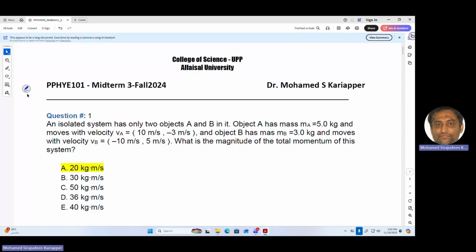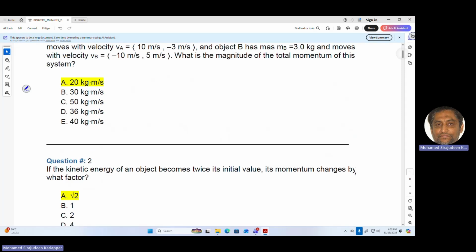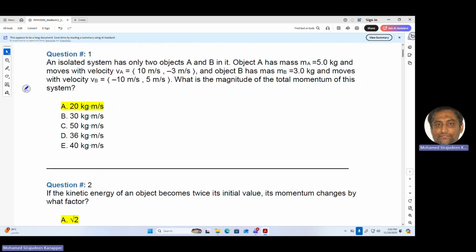This is last year's midterm 3. So I will start from question number 1 and see what we can do. We'll take one by one. So question number 1 is a very straightforward question, just to test whether you know what momentum is.